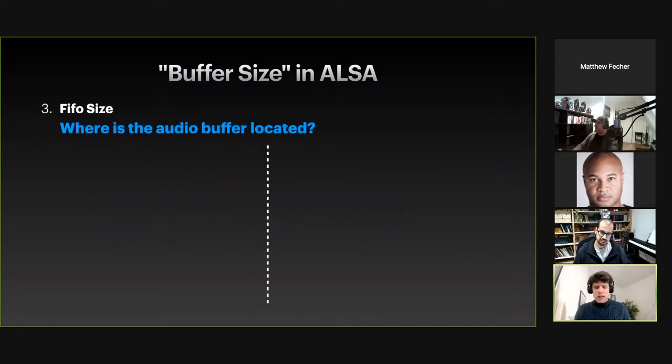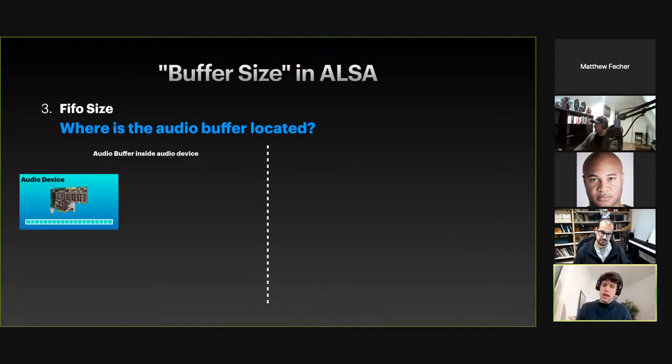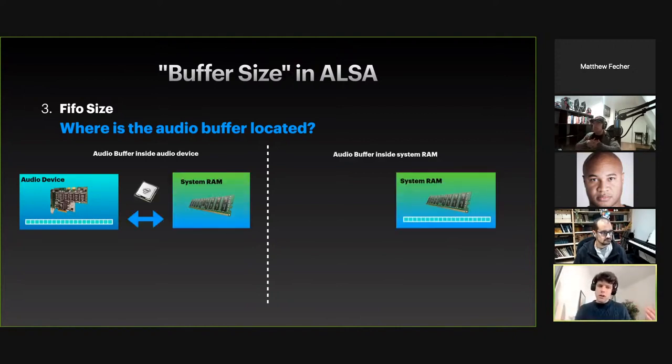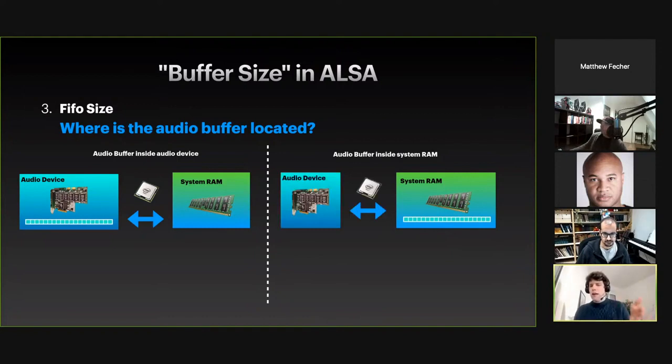Maybe very old sound cards did it this way, but this is not how it works today. And you can kind of understand why it doesn't work like this if you ask yourself where this audio buffer is actually physically located. So there's two options here, right? You can put the audio buffer inside the actual audio device, or you can put it into the system RAM. If it's in the audio device, the CPU, whenever you're doing audio processing, will have to copy or write or process audio on this audio device. And if it's in system RAM, the audio device will always have to access the system RAM when playing back or capturing. And both of these approaches have downsides.